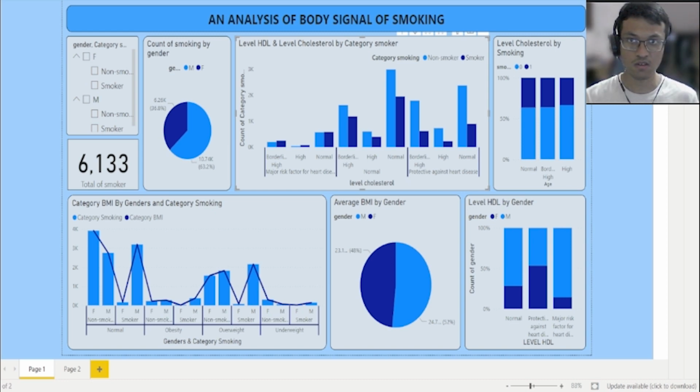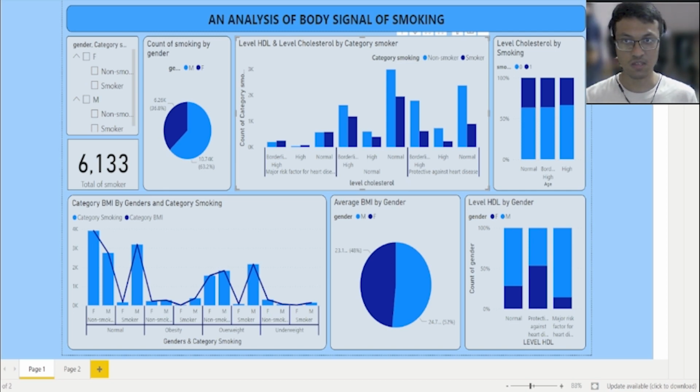Next, we will talk about research objective number 2, which is to compare the category of BMI between male and female smokers and non-smokers. For this research, we had the questions: is the category of BMI affected by gender, and is it true that there are more male smokers than female smokers?